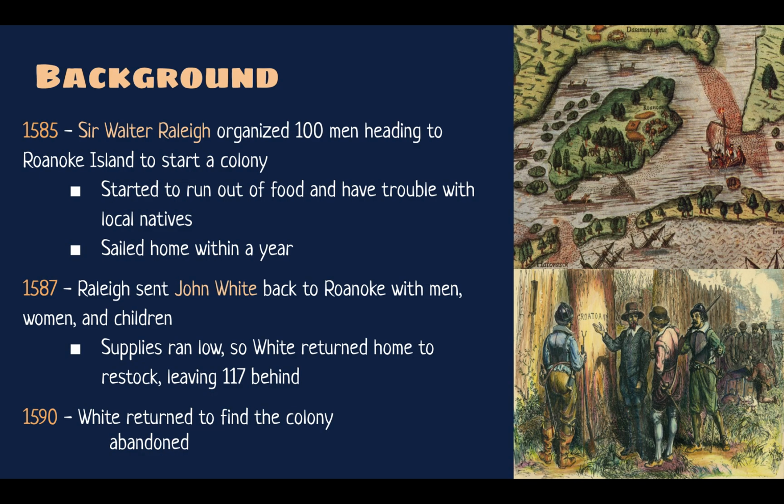So Sir Walter Raleigh started to run out of food. They were having some trouble with the local native population, and so he decided to sail home within a year. So that first attempt was not successful. 2 years later, Walter Raleigh sent John White back to Roanoke with a group of men, women, and children. Again, the supplies started to run low, so John White returned home to England to restock, but he left 117 individuals behind. When he returned in 1590, John White found that the colony had been abandoned. So the mystery is what happened to those colonists at Roanoke.